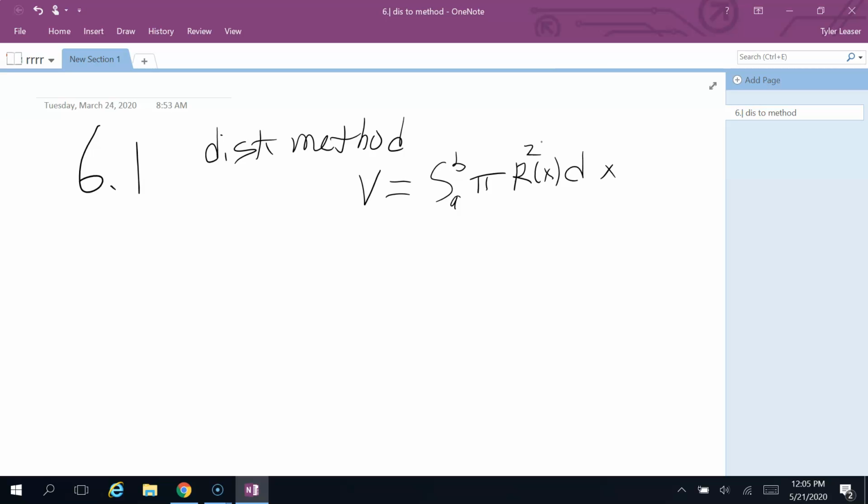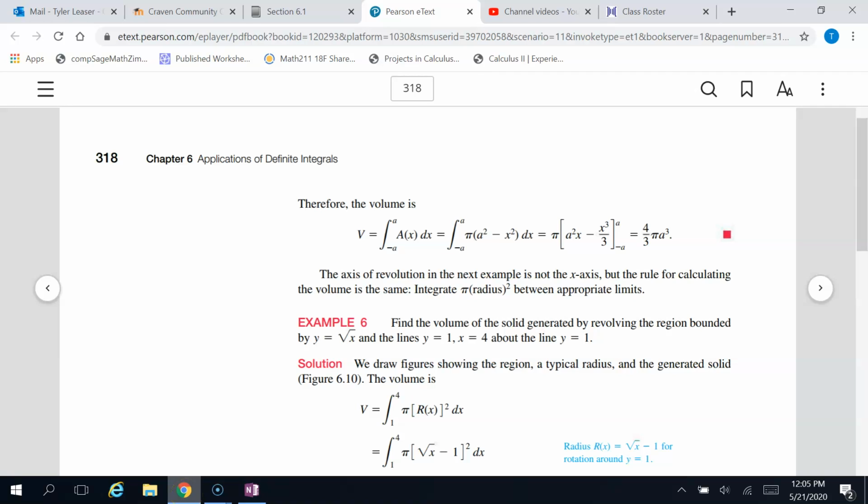So I'm just going to go over to the book here, and we'll read through the question, and then we'll solve it. So we're looking at this example 6 here. Find the volume of the solid generated by revolving the region bounded by y equals square root x and the lines y equals 1, x equals 4 about the line y equals 1. So this one's going to be a little bit different because we're not revolving around the x-axis or the y-axis, we're revolving around a separate axis of rotation.